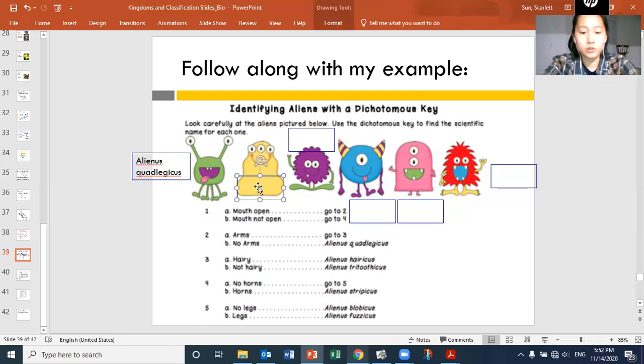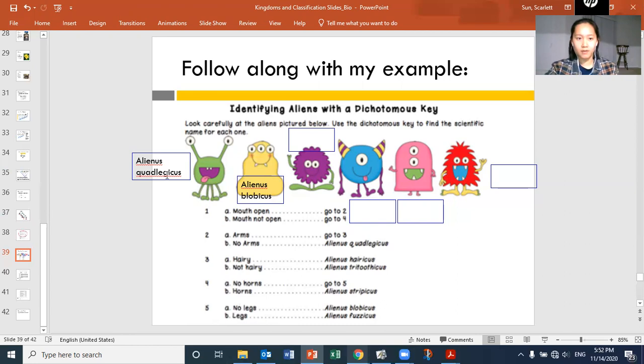So his name is going to be Alienus blobicus, right? And the name also fits because he looks like a blob. Over here, the name fits because he has 4 legs, quad leg, right? Okay, on to number 3, this little purple fuzzy boy. So number 1, step 1, is the mouth open or mouth not open? And the answer is that the mouth is not open, so let's go to 4.